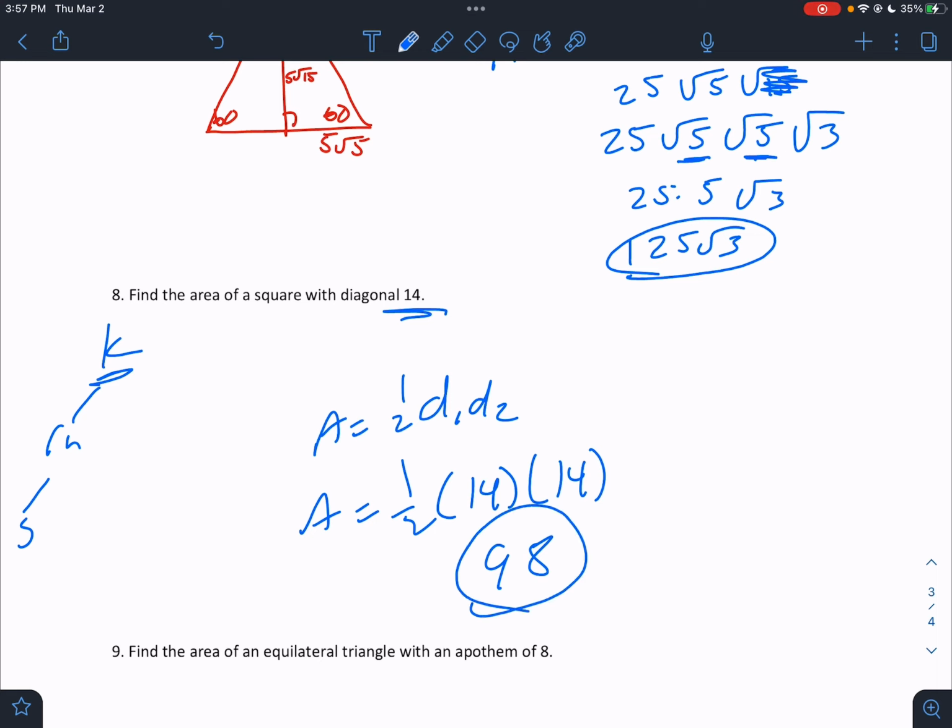Squares are honestly the easiest shape. I hate using that word, but you can just do so many things on a square. They use all the formulas. They have all these isosceles right triangles. There's so many ways to solve a square. But if the diagonal is 14, I would just use the diagonals.